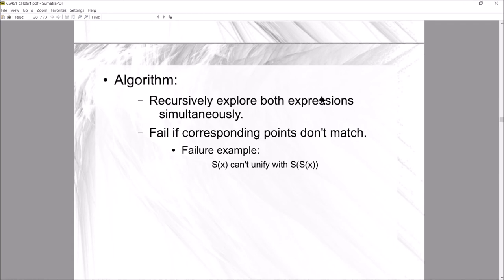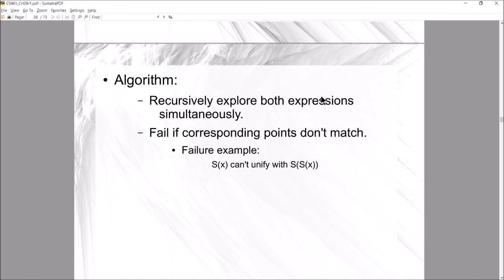At a high level, I'm just throwing a couple of points at you, and then we'll skim over it. It's not important for you to memorize this algorithm. The expert system you're going to write using Prolog is going to do this for you. But if you were to write your own inference engine, then you'd have to implement something like this. Essentially, you're recursively exploring both of those atomic sentences at once, and as you're plugging in substitutions, you're creating a couple of different trees. If at any point those trees don't match, level for level, node for node, then the unification fails.